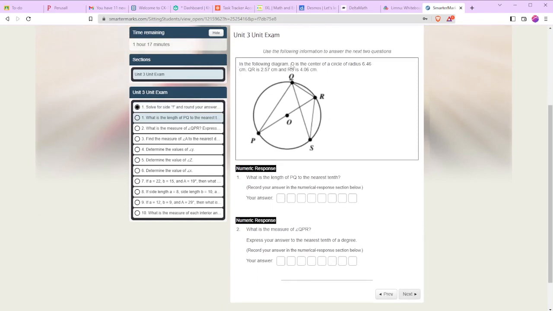So in the following diagram, O is the center, the circle has a radius of 6.46. QR is 2.57 and RS is 4.06. We need the length of PQ. We also need angle QPR.